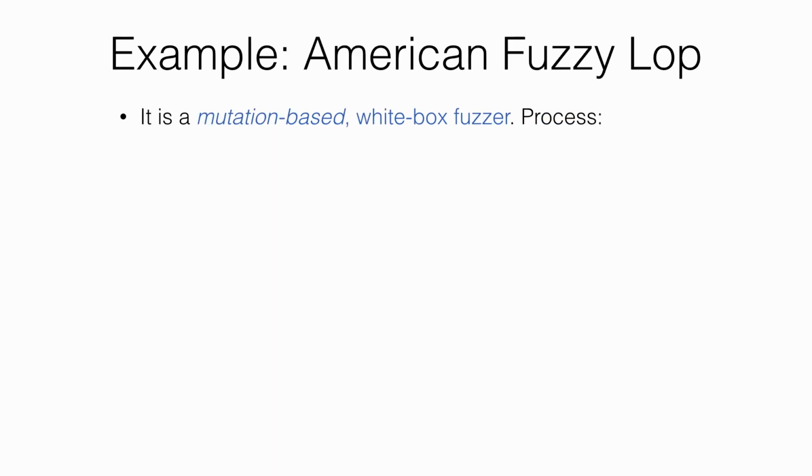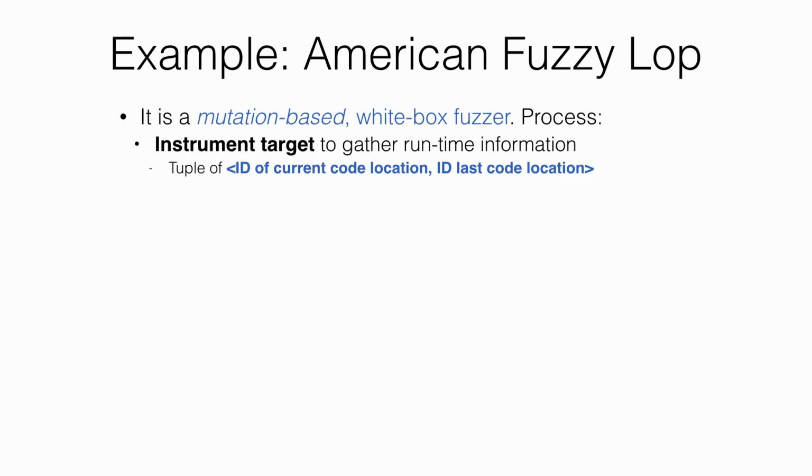Another example of a file-based fuzzer is American Fuzzy Lop. It is a mutation-based white box fuzzer, and it works according to the following process. We begin by instrumenting the target program to gather runtime information. This is how it uses the code to determine what the next inputs ought to be to improve coverage.